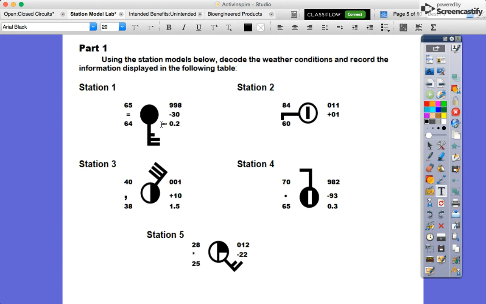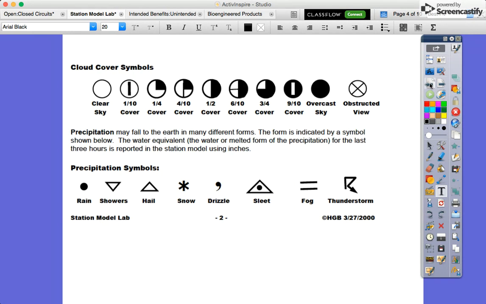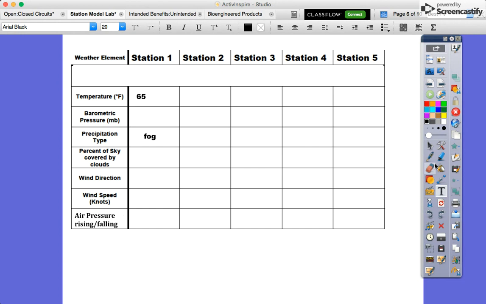If we look at the circle that represents sky condition, we see that it is completely colored in. It's black, which would represent completely overcast, which would be 100% coverage. So here in percent of sky covered by clouds, we would put 100%.